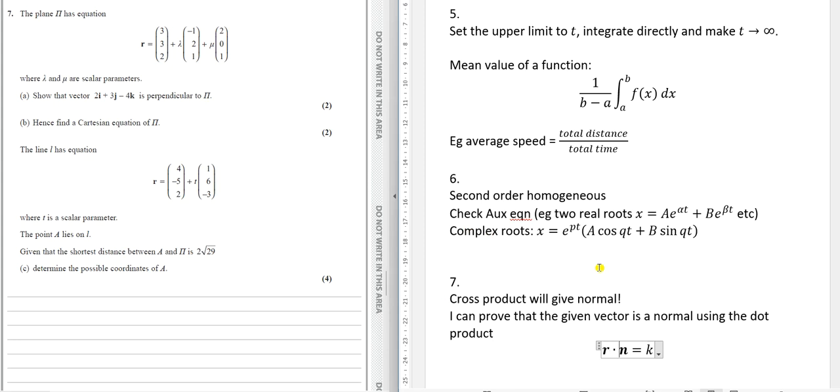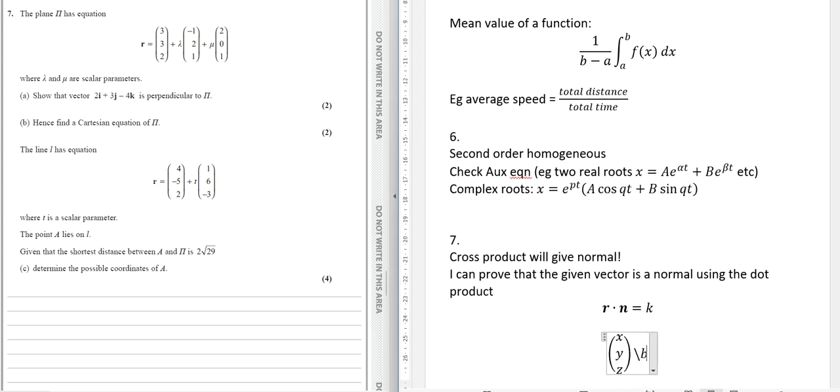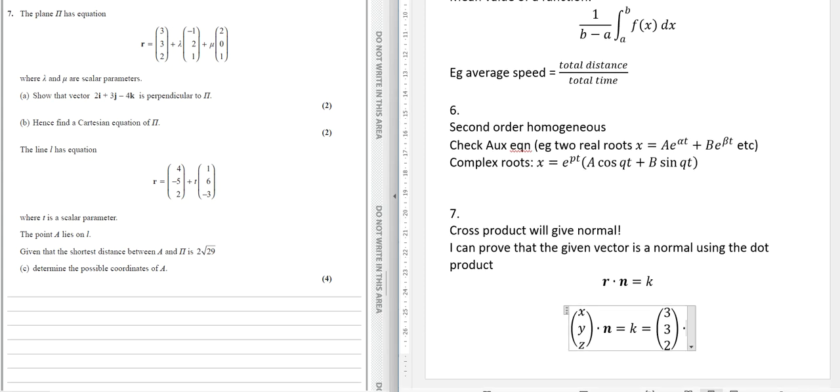Remember that if you dot r, which is just x, y, and z, with n, a normal vector, then that's going to give a constant. That constant happens to be the same as a particular point on the plane dotted with the same normal vector. So you pick a point that you know is on the plane, in this case, for instance, 3, 3, 2, and we're nearly there. They've already given us a vector which is normal to the plane. So 2, 3, minus 4, and we're well on the way to having the Cartesian equation for our plane.